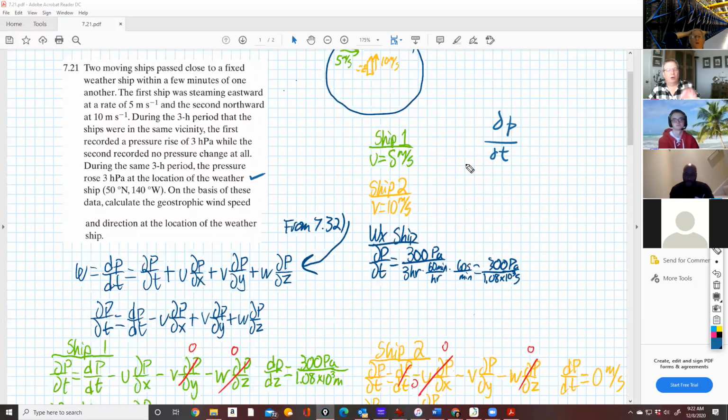Because it is the local derivative. It's a fixed point. dP/dt is different for each ship, right? That's what these are. During the 3-hour period, the ships were in the vicinity of the first recorded pressure rise. That is the pressure change on that ship. It's a parcel. That's the parcel moving. That's what it experiences.